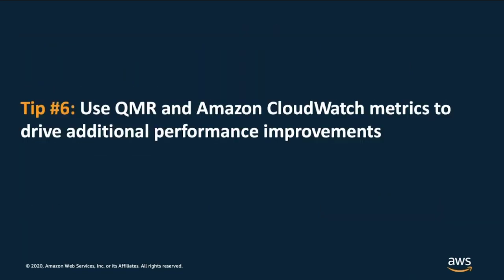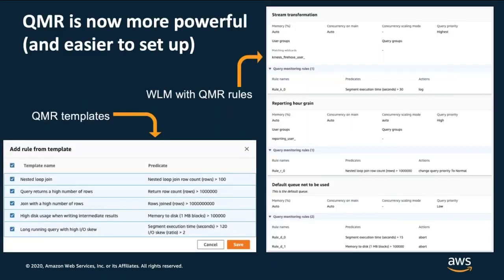Tip number 6 is using query monitoring rules from workload management and Amazon CloudWatch metrics to drive additional performance improvement. While Redshift's workload management defines the lanes of traffic through the cluster, it's really important to establish the rules of the road with the query monitoring rules. In the field, just about every production cluster I've run across is using QMR to a lesser or greater extent. Here are a few screenshots I captured.